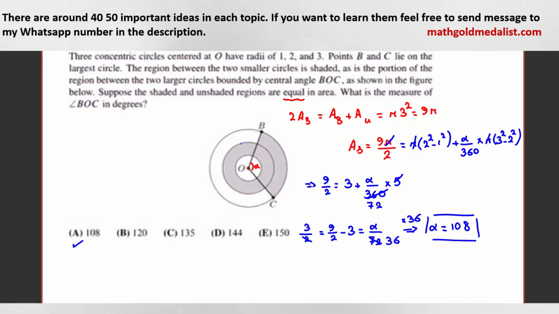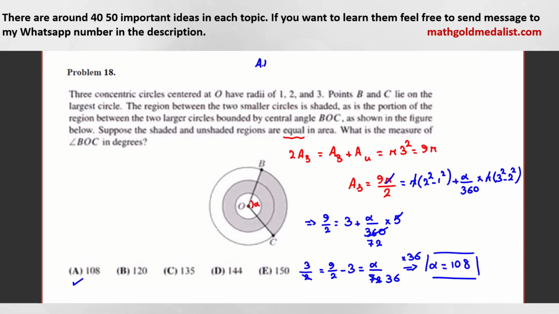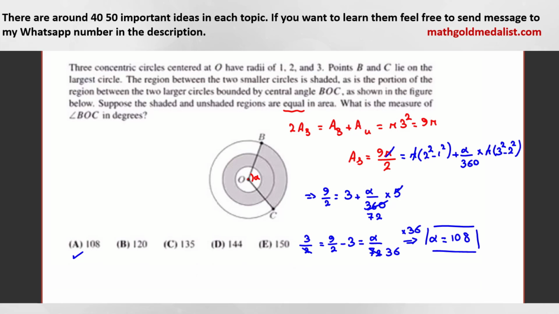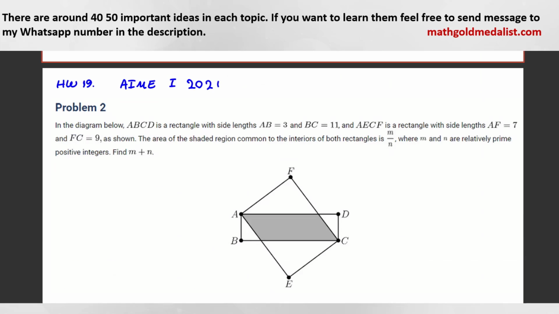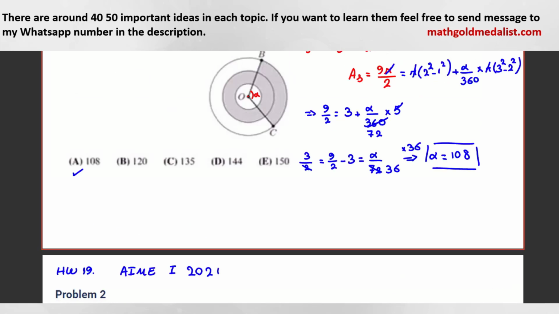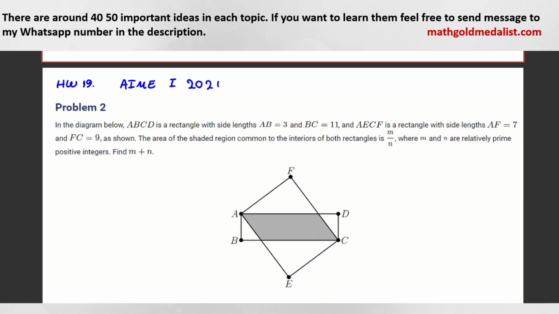There are lots of problems related to shaded regions in AMC. You can solve this AMC homework problem 19 related to shaded regions with basic knowledge of similar triangles and the Pythagorean theorem. You can solve this problem by calculating this shaded region.